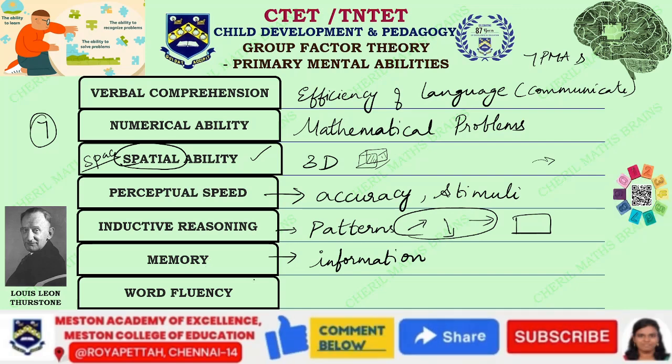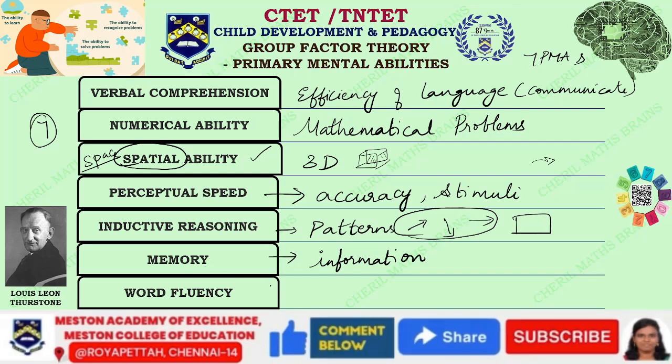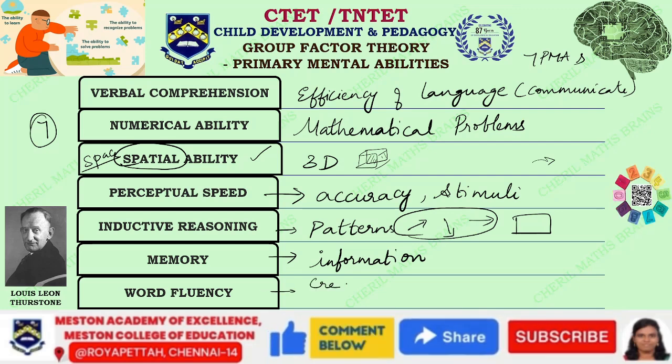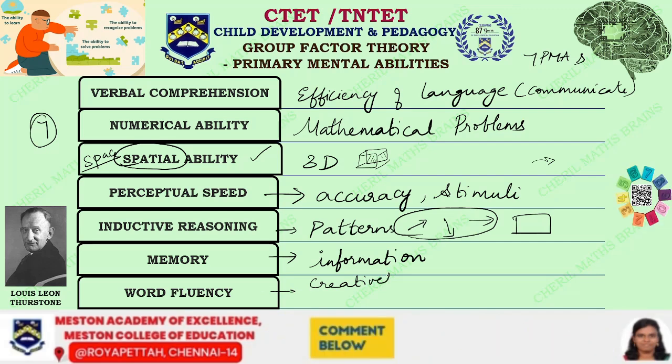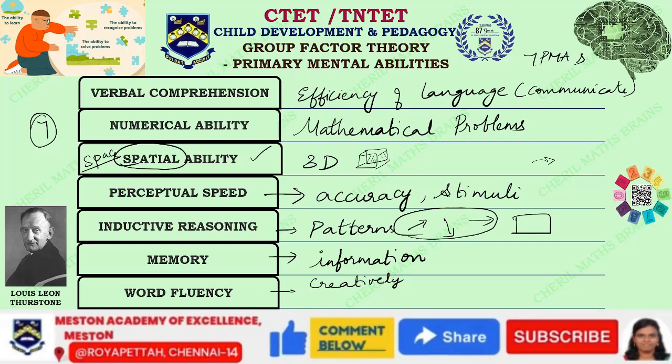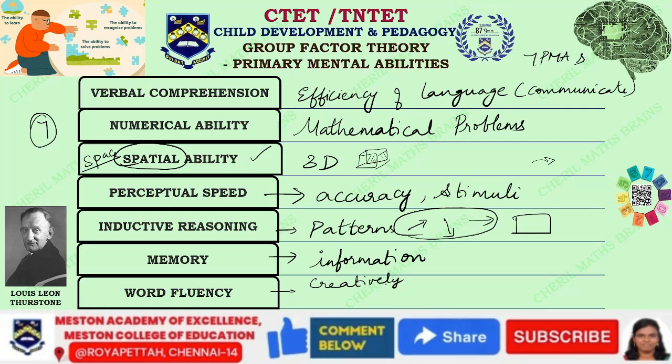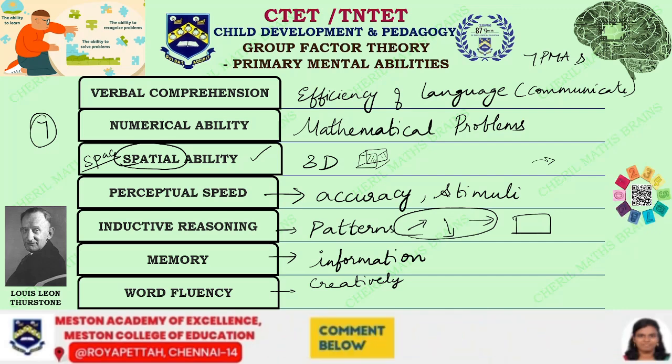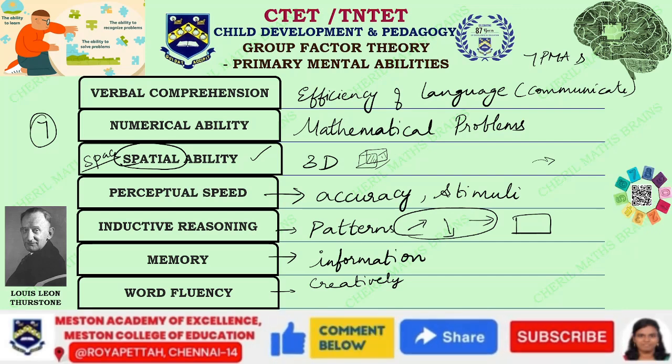The next one is word fluency. Word fluency is how a person is able to use the words creatively. Okay, how a person is able to use the words creatively, and how the person is able to jumble up words, use words together in a given period of time, and how he or she is able to creatively put words together to bring out some new ideas or to express himself or herself.